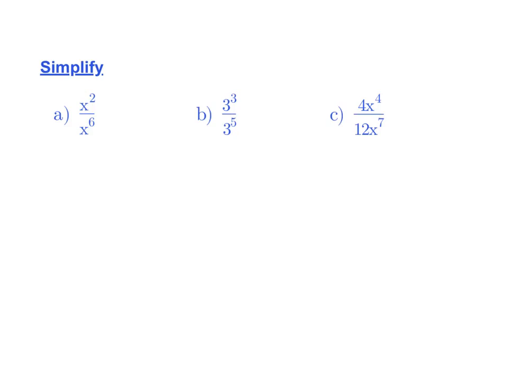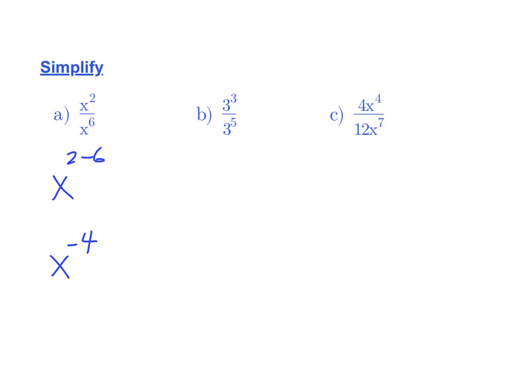So, as I said, when the bases are the same and you divide, you subtract the powers. Top minus bottom. So in reality, this is x to the 2 minus 6, which is what? Negative 4. And on day 2 of this, I think it's going to be Wednesday, we're going to talk about how to deal with negative powers. Okay, but for now we're going to just leave it like that.